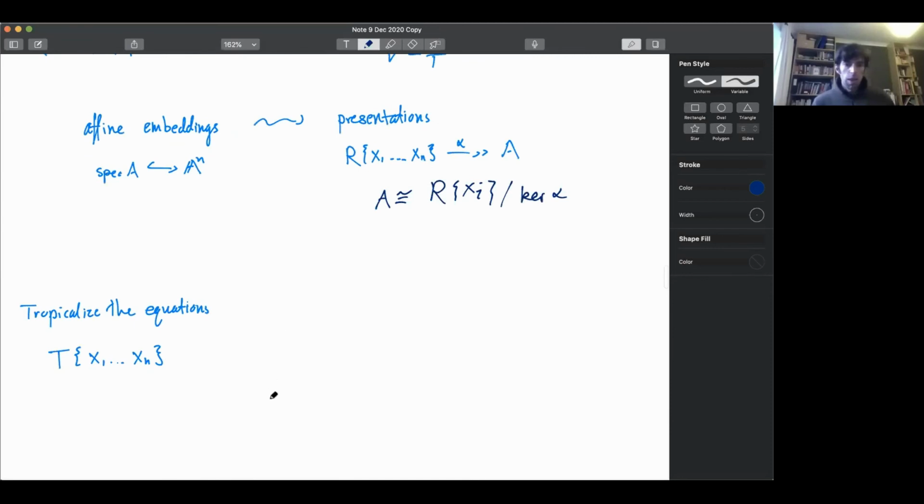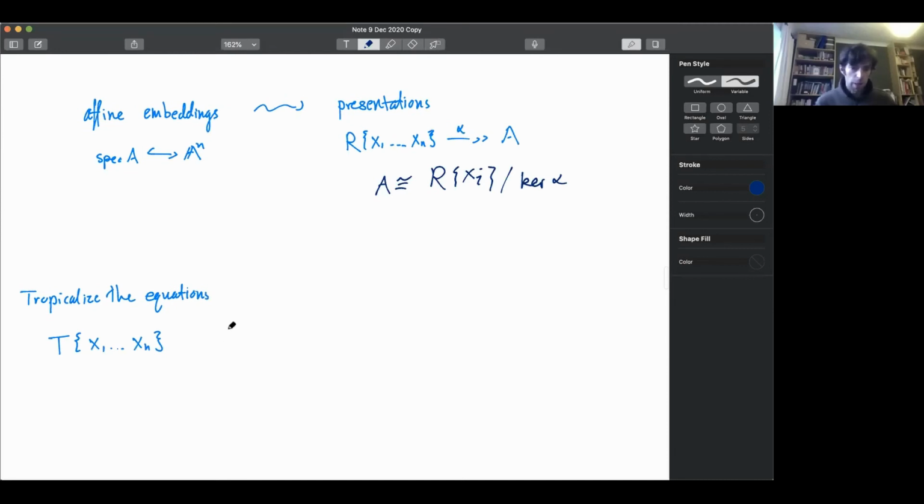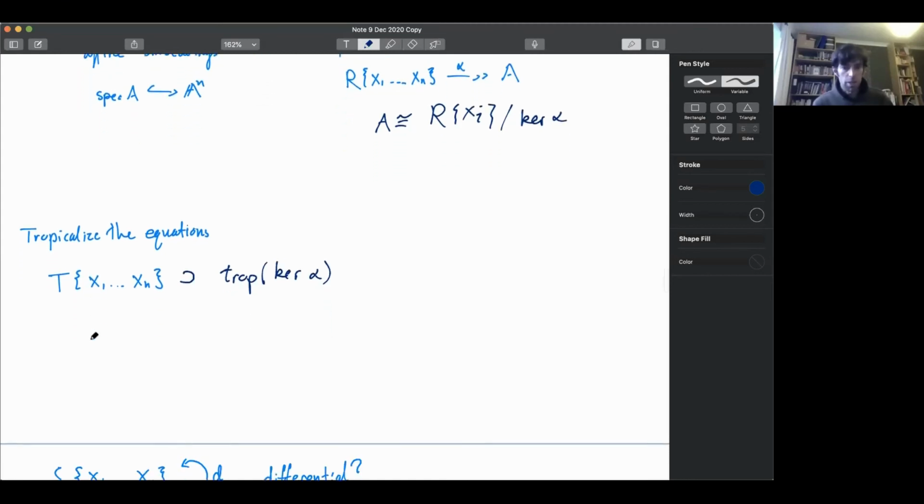So if we tropicalize the equations, then using this picture up here, I can do my tropicalization procedure, and I get the tropicalization of the kernel of alpha is some sort of a subset inside here. In fact, this is an example of something called a tropical ideal, which turns out to have a lot of beautiful structure that's been studied by Diane Maclagan and Felipe Rincón. I highly recommend their papers. So we have this thing in here. That's the tropicalizing the equations.